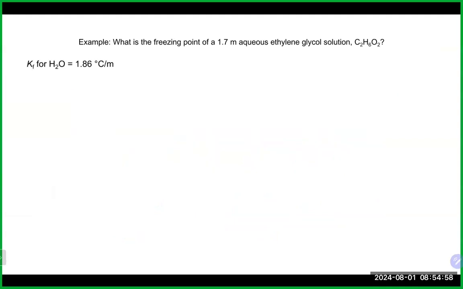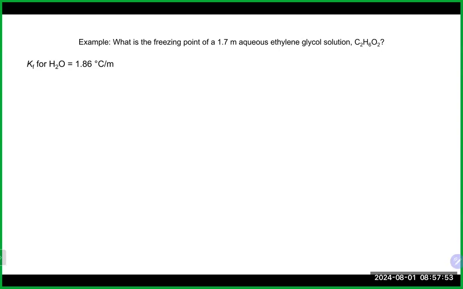So let's try one here. What is the freezing point temperature of a 1.7 molar aqueous ethylene glycol solution? So take a moment and see what you come up with.